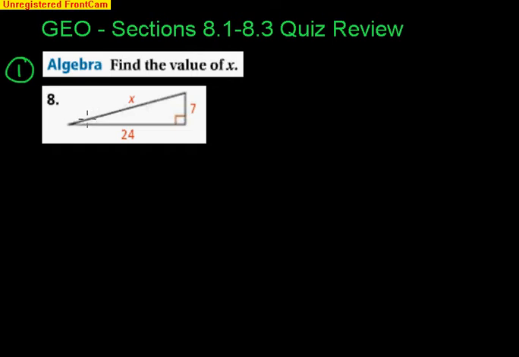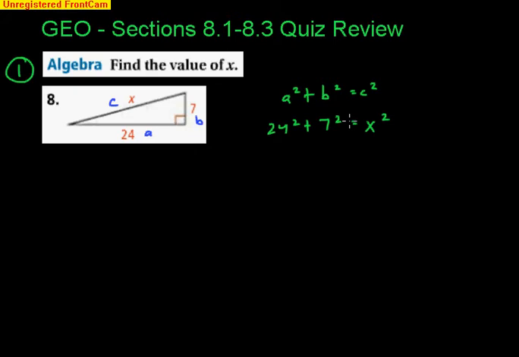This is Pythagorean theorem. A squared plus b squared equals c squared. In this picture, your c is your hypotenuse, that is x. Then 7 and 24 are a and b. It doesn't matter which one is which. And we plug it in. So a is 24 in my problem, b is 7 in my problem, and c is x squared.